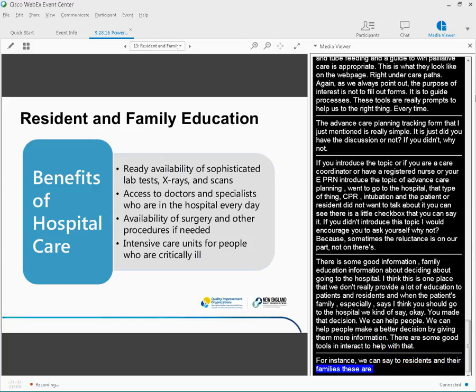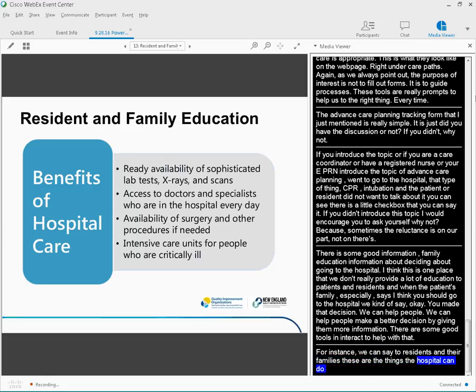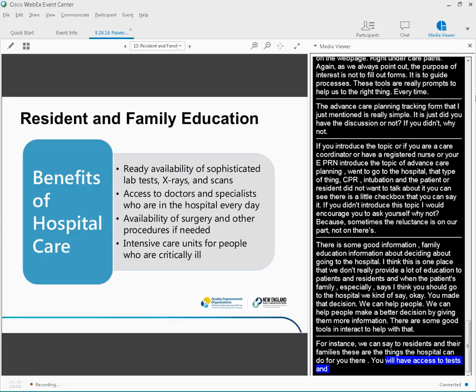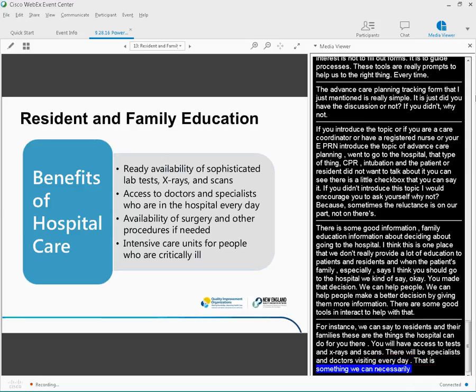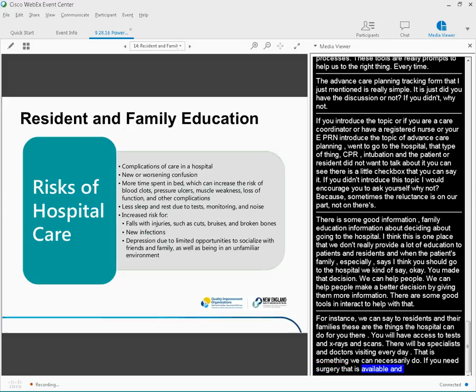You'll have access to tests and x-rays and scans. There'll be specialists and doctors visiting every day. That's something we can't necessarily do in an SNF. If you need surgery, that's available, and there's an ICU. All right. Here's why we would go.